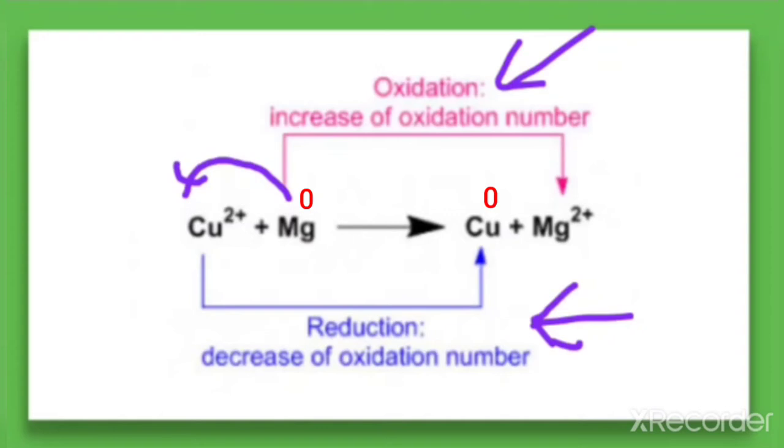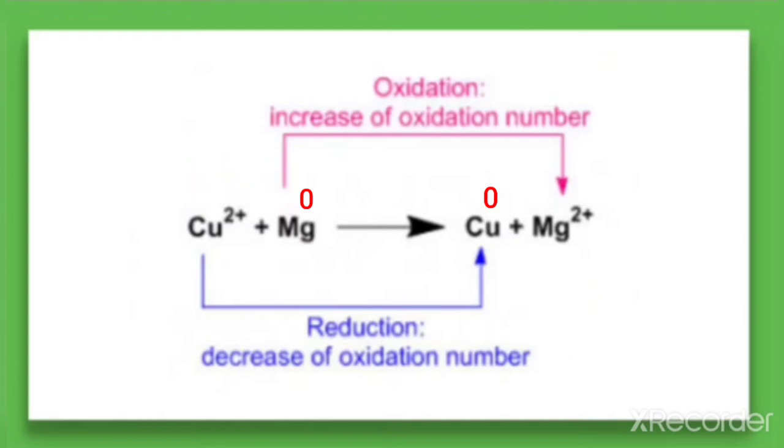So oxidation and reduction both are taking place. The better way is to identify oxidation and reduction. That is the method: find out the oxidation number and check where there is an increase and where there is a decrease. There you can easily find the oxidation and reduction. And here the Cu2+ is undergoing reduction.